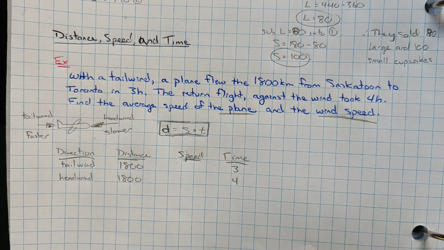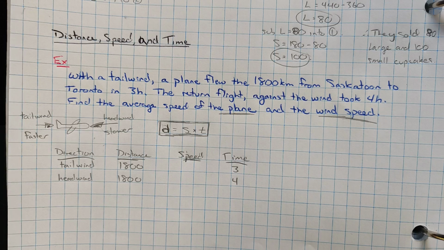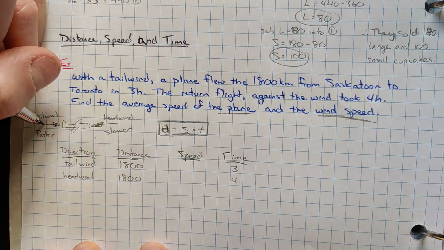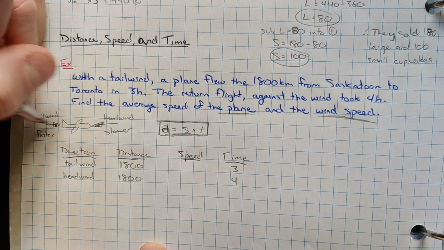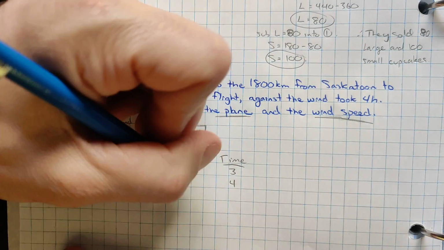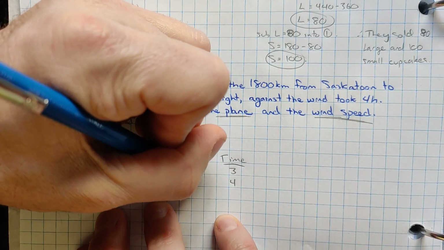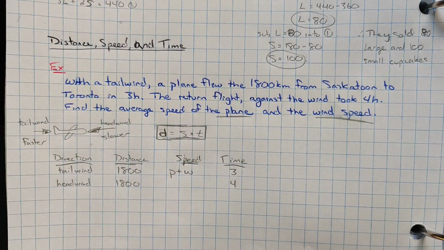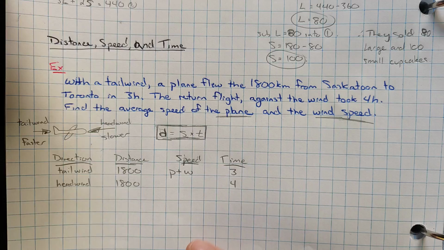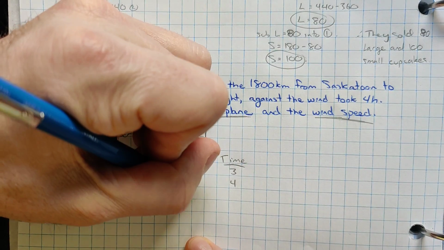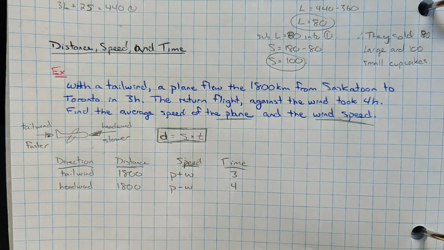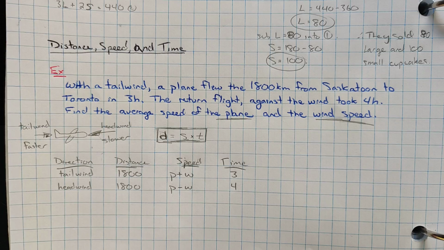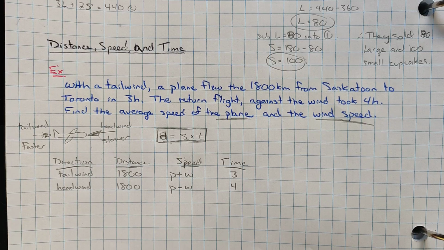So our speed is going to be made up of those two pieces, the speed of the plane and the speed of the wind. With the tailwind, it's going to go faster. We're going to add the speed of the wind to the speed of the plane. So we're going to have the plane plus its wind speed because it's going faster. On the way back from Toronto to Saskatoon, the wind made it go slower, so it's going to be the plane speed minus the wind speed. The wind's going to make this overall speed slower.